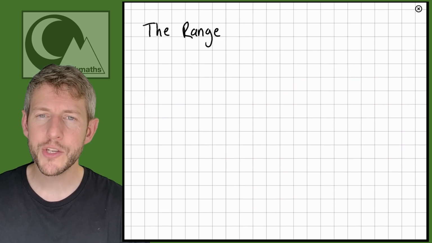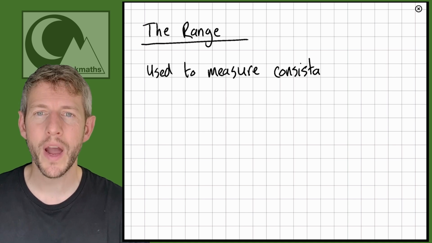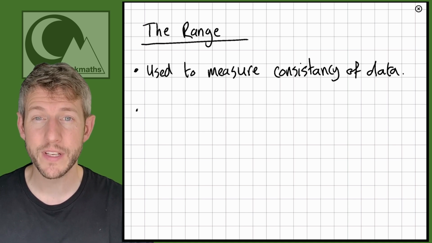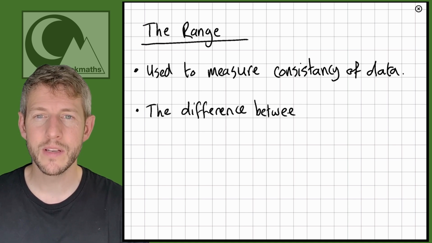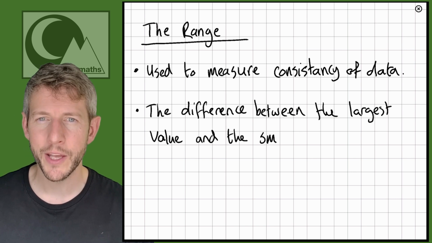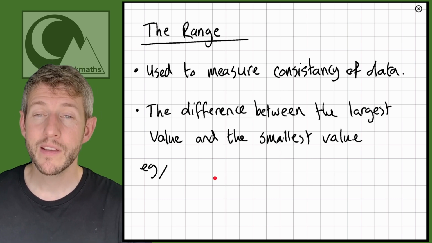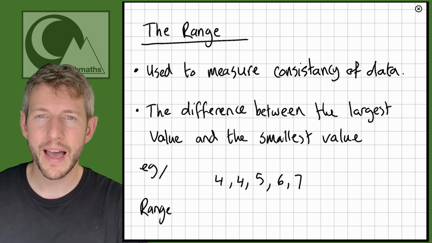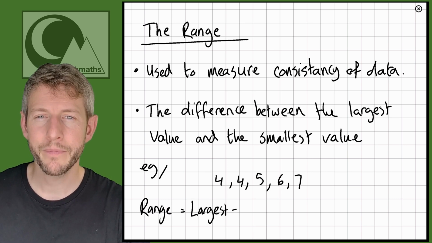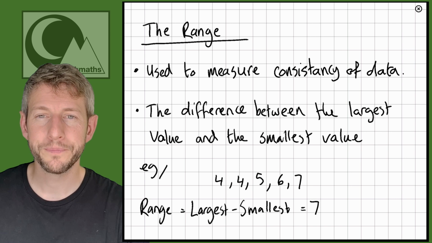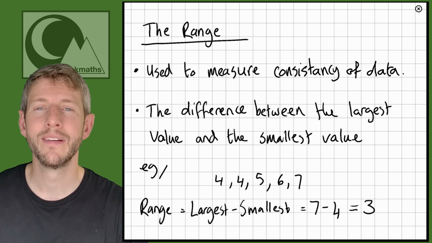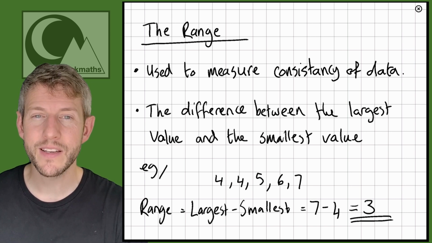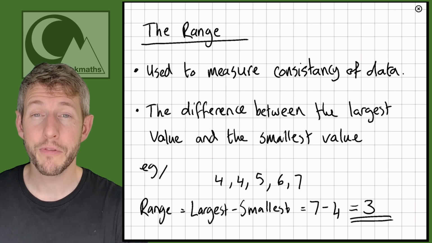And now the range of the data is the way that we measure the consistency of the data, and it tells us the difference between the largest value and the smallest value. So for these numbers, the range is calculated by doing 7 take away 4, and that will equal 3. So for this data, we've got a median of 5 and a range of 3.